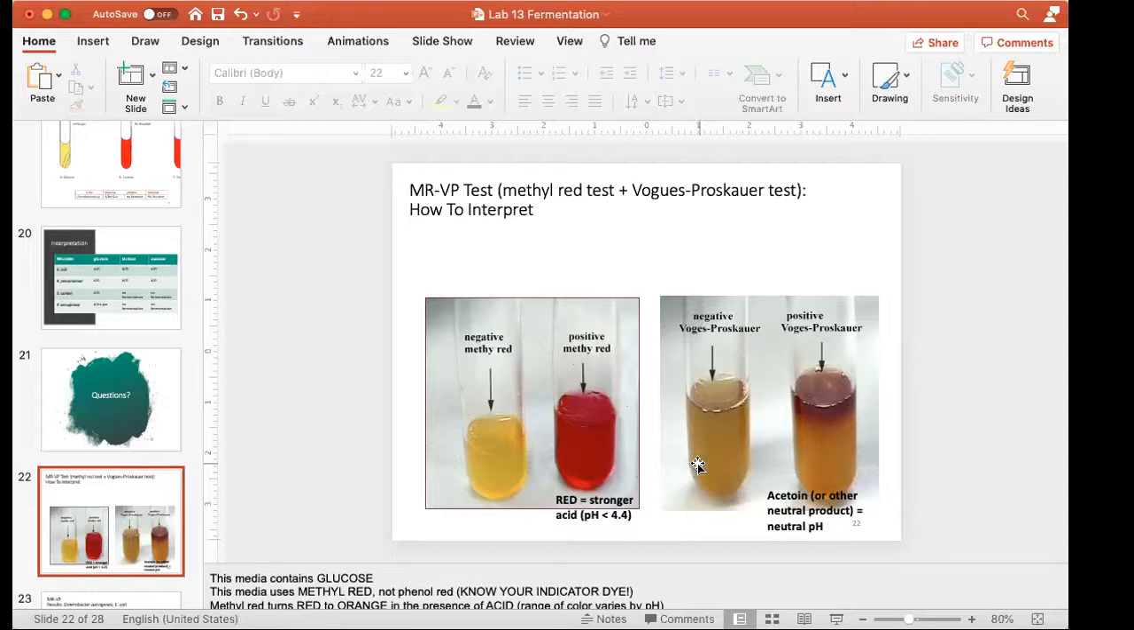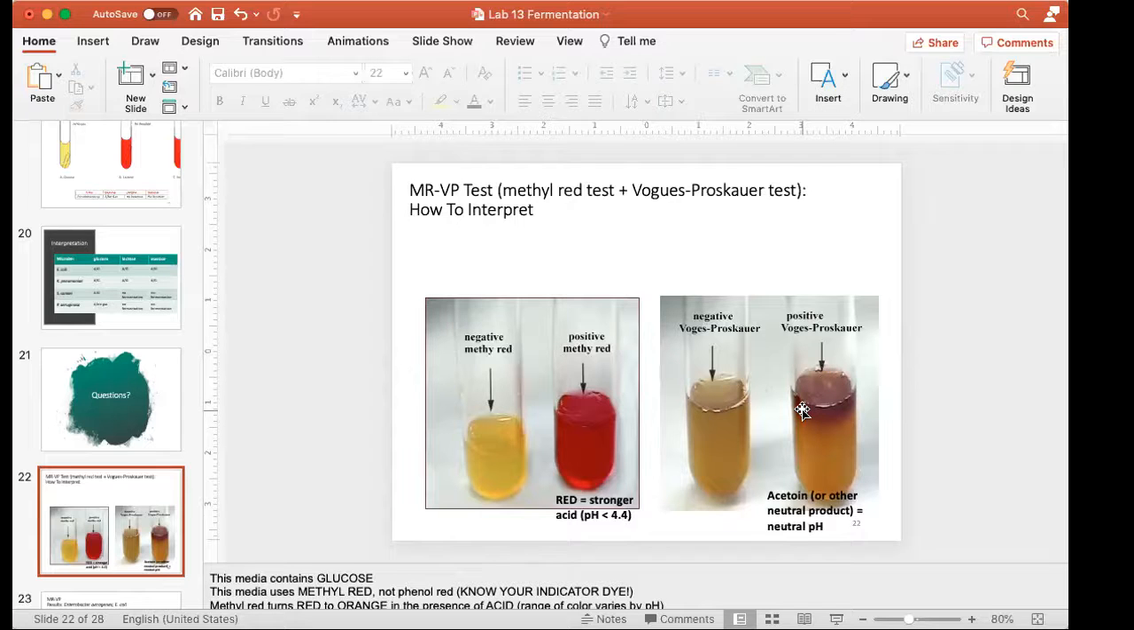Here's the VP test. This is the medium that starts off just a really ugly looking color. It's sort of a beige green. It's just an unpleasant looking media. We're going to inoculate it. We're going to incubate it. We're going to take it out of the incubator and we're going to put a few drops of reagent into it. And we're going to look for this.